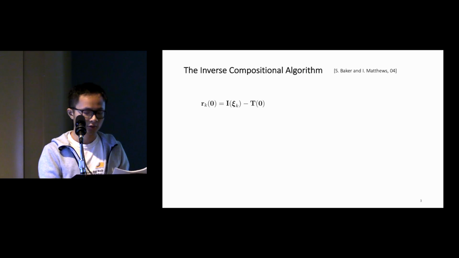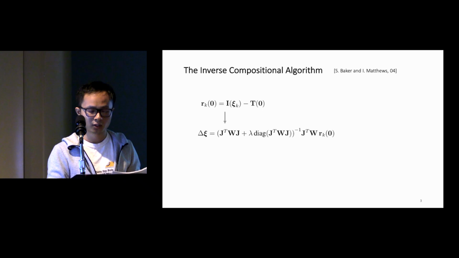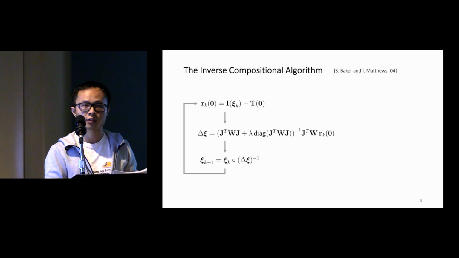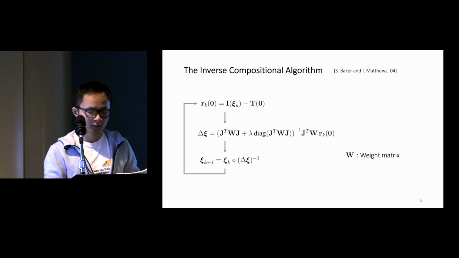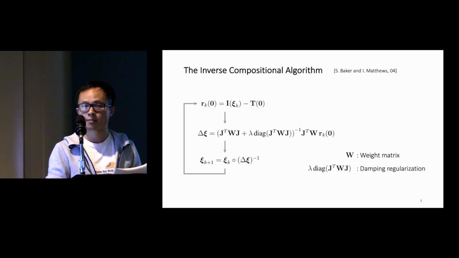In each iteration, given the residual of a warped image to the template, it solves the incremental transformation of the perturbed template to the warped image, and it updates the warping with inverse composition iteratively. We often use a weight matrix to cope with the influence of the outliers. We also often add a damping regularization to cope with bad initialization.